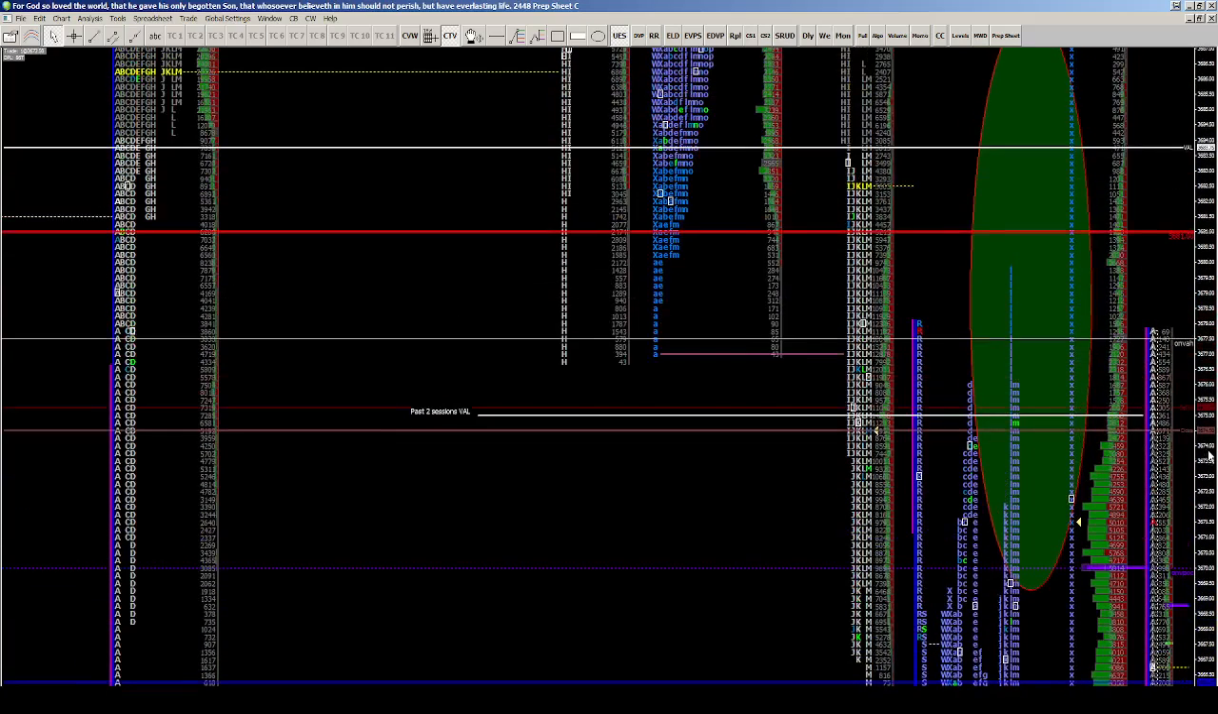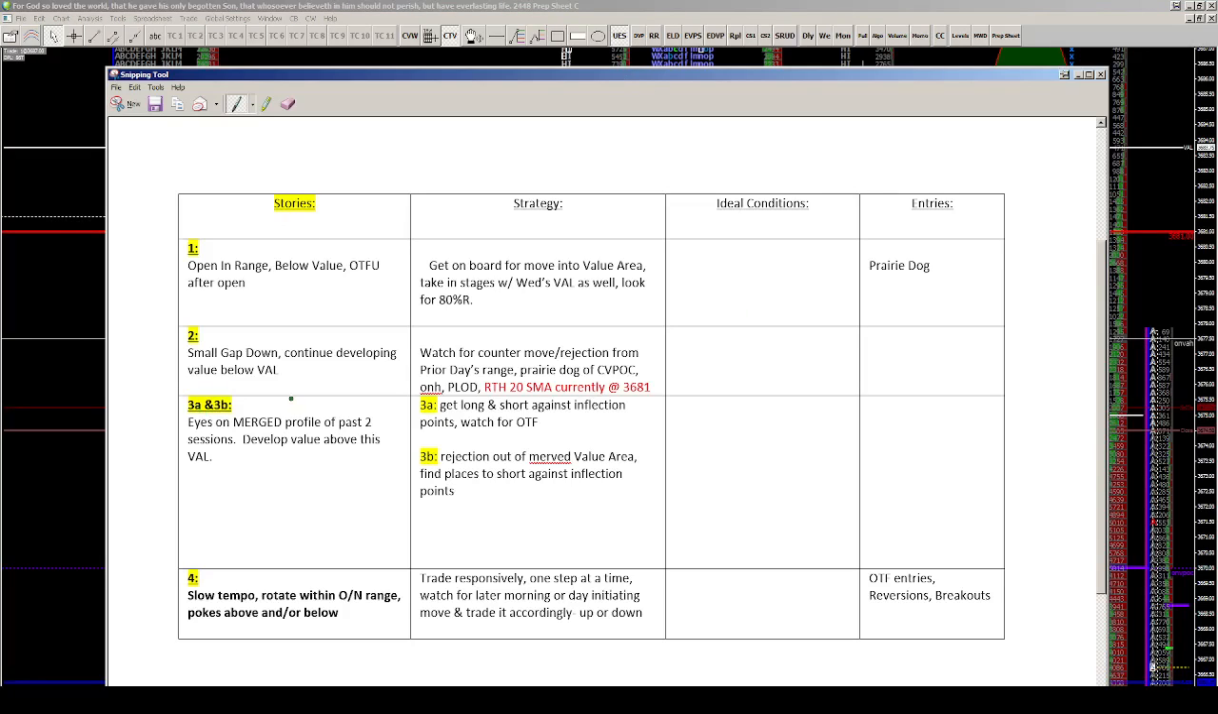Right now, I consider it a weak high because we're against the overnight high, against these prior lows. I mean, yes, we've traded through it, but it's an inflection point. Okay. So next thing would be, again, I talked about this, eyes on a merged profile of the past two sessions, develop value above this value area low. So if we do start developing value, 3A would be, get long and short against inflection points because it might just be stutter stop. Watch for one time framing higher, I should say.